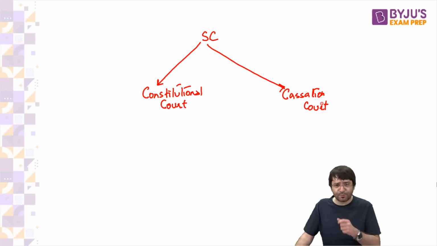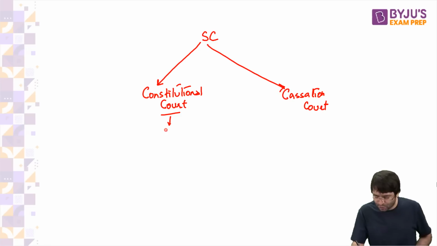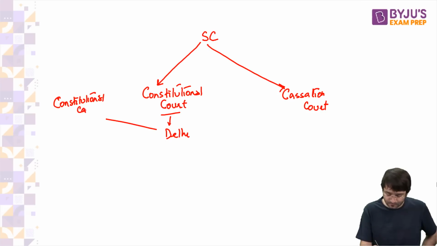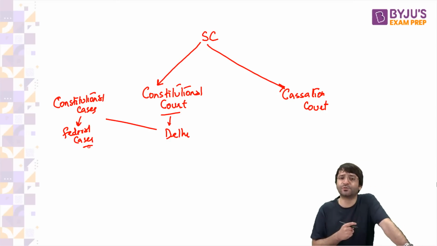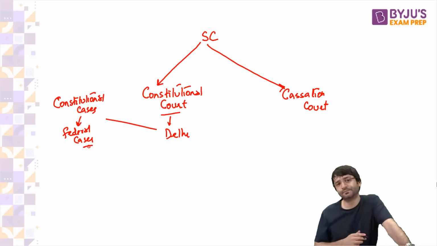Can we split the Supreme Court into two? One constitutional court, which will be in Delhi, which will only hear constitutional cases, federal cases, and cases involving interpretation of the Constitution. Such cases can be filed in Delhi, and the Supreme Court, the Constitutional Court, will be in Delhi.